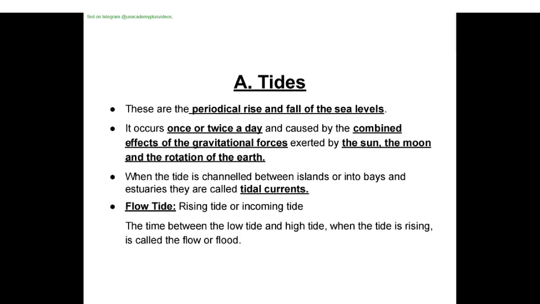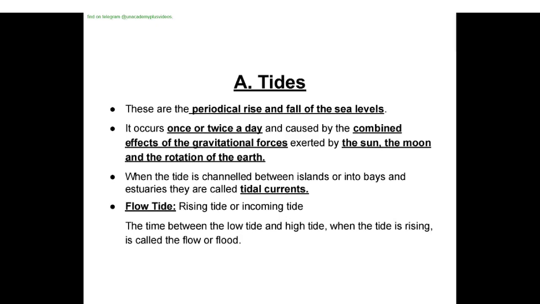Tides. These are the periodical rise and fall of the sea levels. It occurs once or twice a day and is caused by the combined effects of the gravitational forces exerted by the sun, the moon, and the rotation of the earth. When the tide is channeled between islands or into bays and estuaries, they are called tidal currents.